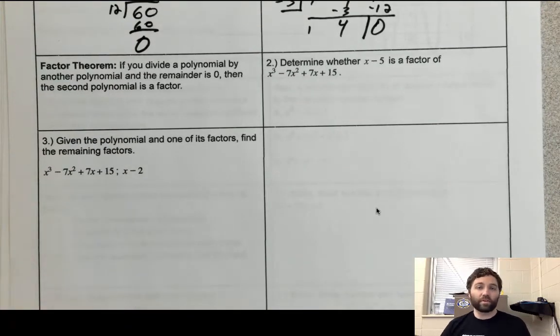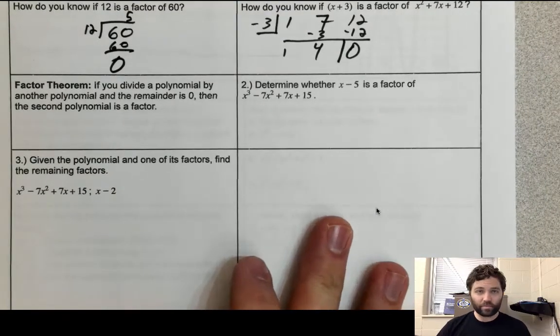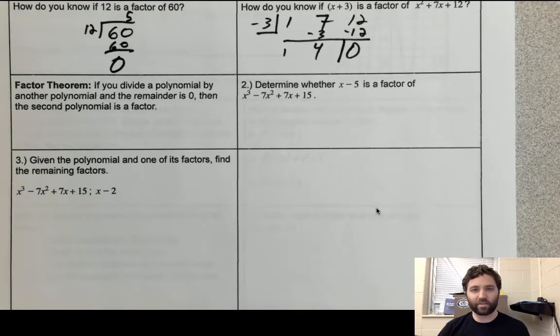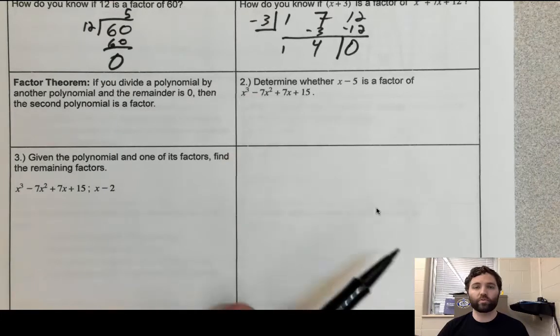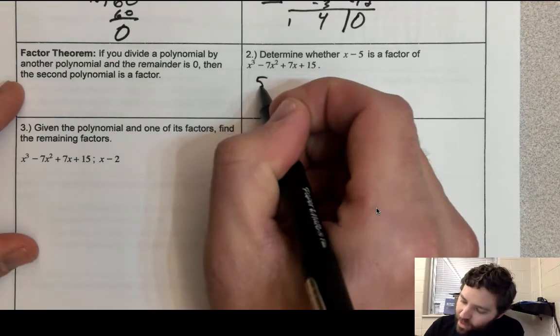The factor theorem says this: if you divide a polynomial by another polynomial, like we did over here, and the remainder is 0, then the second polynomial is a factor, okay? So if we're asked a question like number 2, determine whether x minus 5 is a factor of x cubed minus 7x squared plus 7x plus 15, we'll do synthetic division and see if it is. So I'm going to put 5 in the little box.